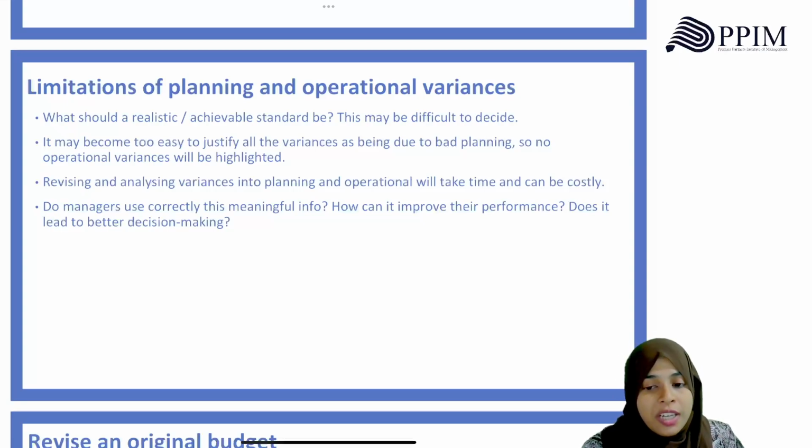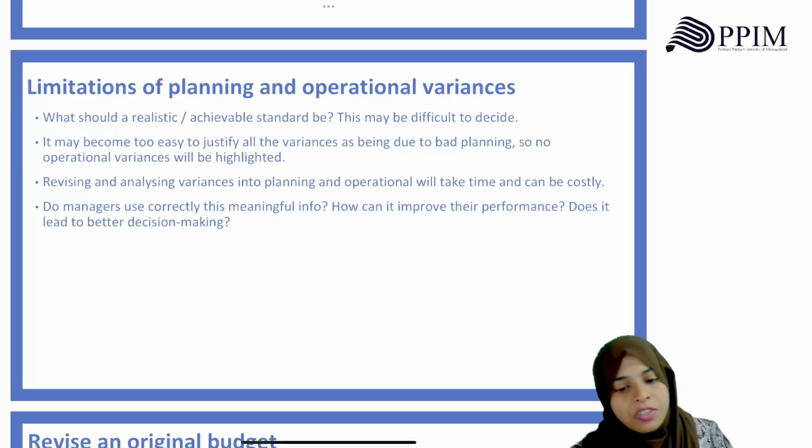Do managers use this meaningful information correctly? How can it improve their performance? Just calculating the variance is not the thing, right? Getting meaning out of it and understanding it is what matters, right? And taking corrective action on them is what matters, end of the day.